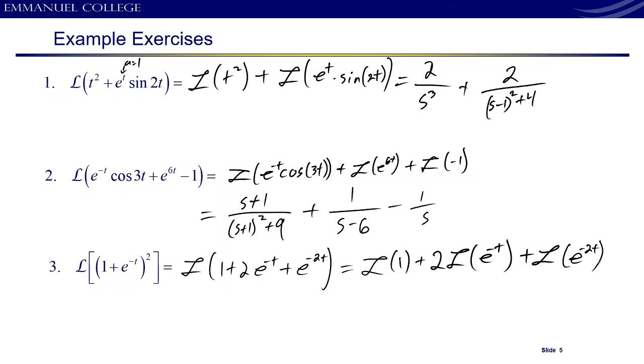And now we're just back to Laplace transforms that either come from your table or are very common. Laplace transform of 1 is 1 over s. Laplace transform of e to the negative t would be 1 over s plus 1. Because we have the 2 out front, it's going to be 2 over s plus 1. And then finally, 1 over s plus 2.